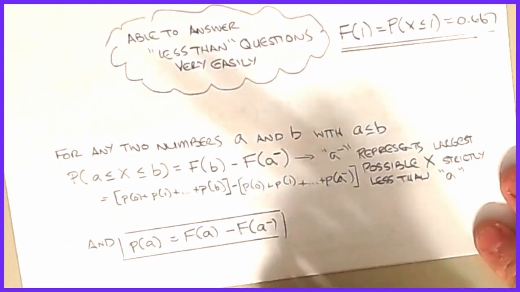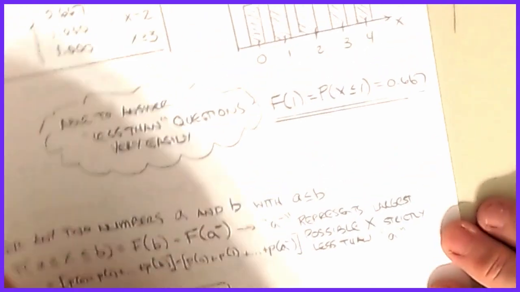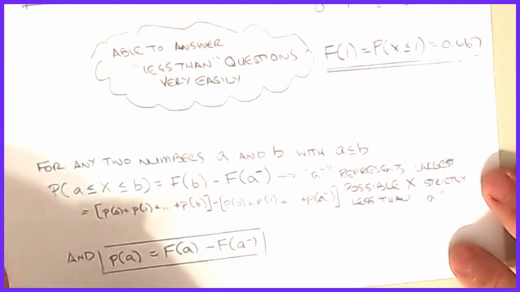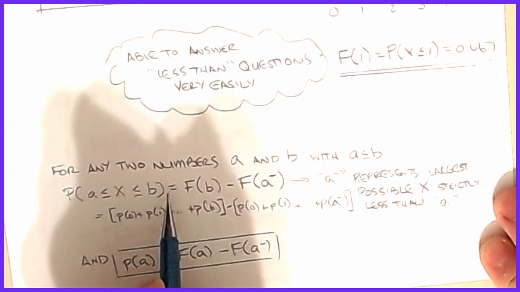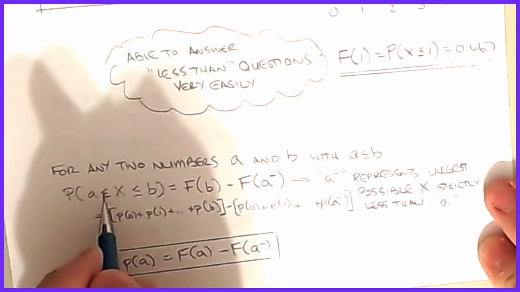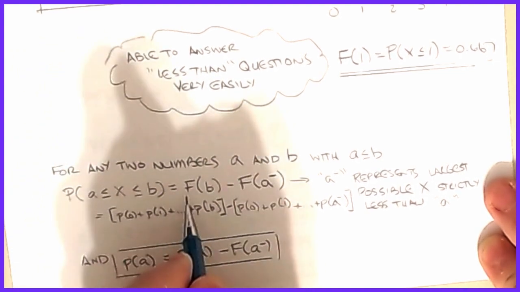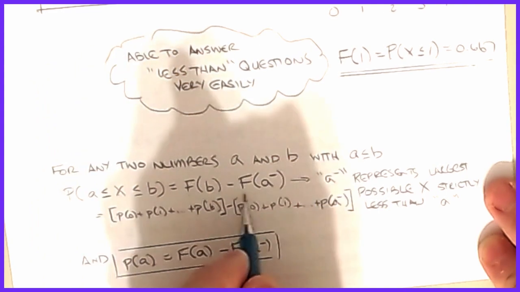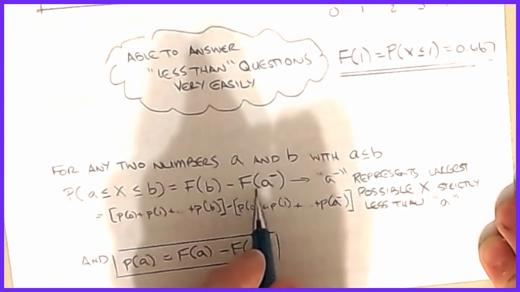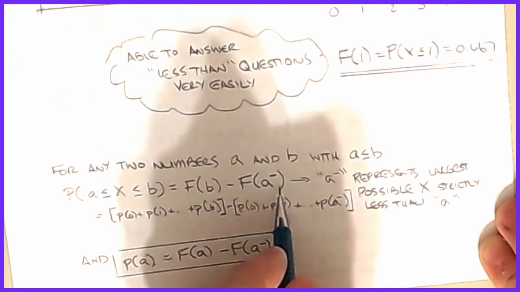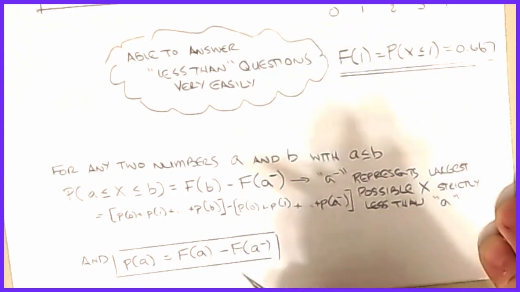All right, so for any two numbers a and b with a less than or equal to b, there are some things that we can do. We're going to come up with some mathematical relationships. Maybe I want the probability between two values, so I do a less than or equal to X, less than or equal to b. Well, less than or equal to b is the cumulative of b, minus the function of a, and the negative sign on a represents the largest possible x that is strictly less than a.